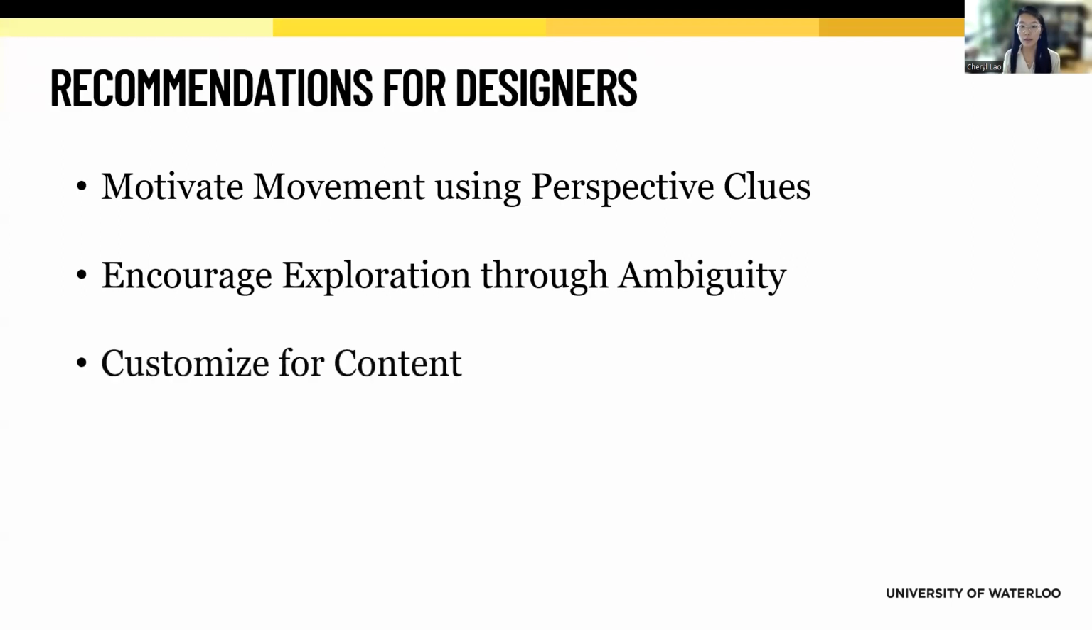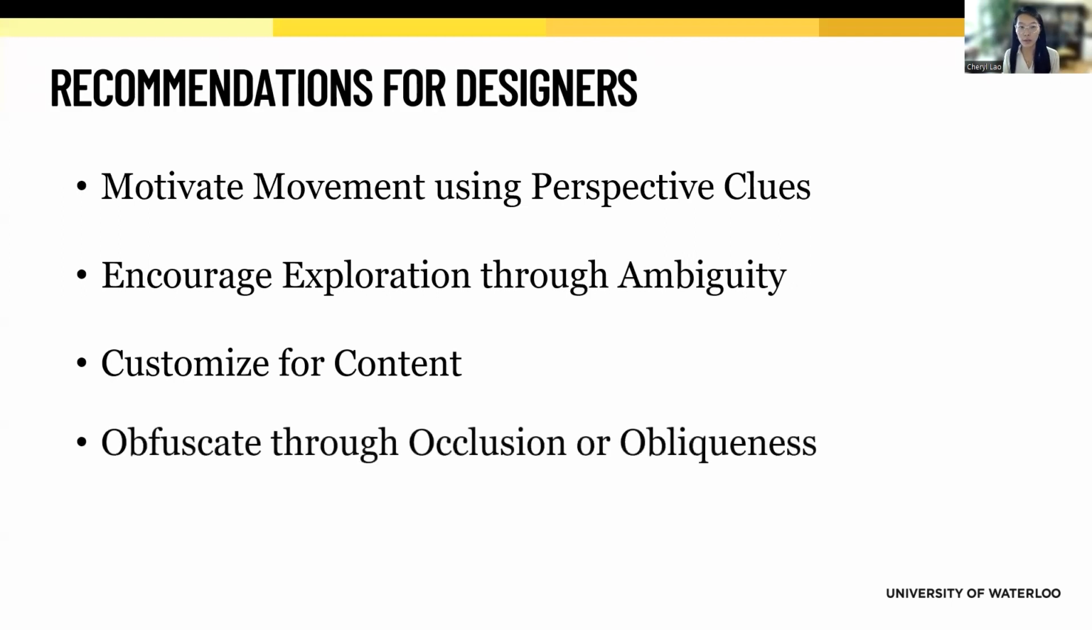The next one is customize for content. So some of the tasks created different movement patterns in participants, so keep that in mind when choosing the type of interaction cue to display. And the last one is obfuscate through occlusion or obliqueness. As we saw in our results and in past work, past a certain angle of obliqueness, it becomes really difficult for viewers to understand content. But you can use this in conjunction with occlusion to intentionally hide content until the viewer gets to a certain location.